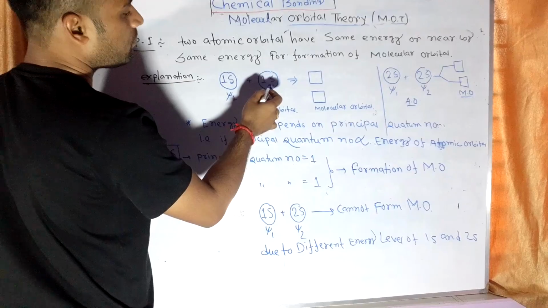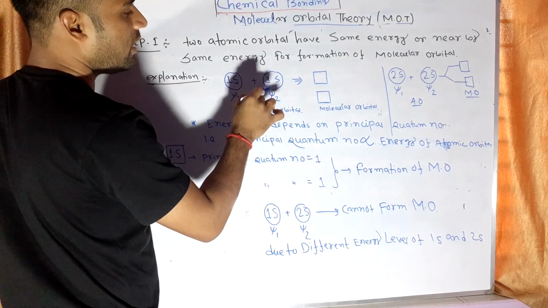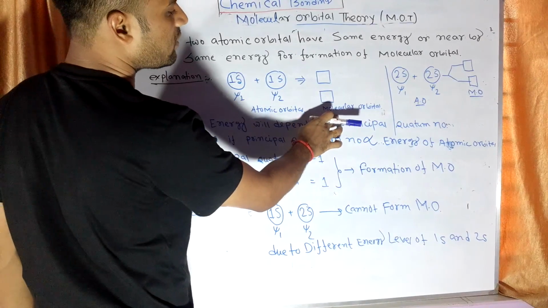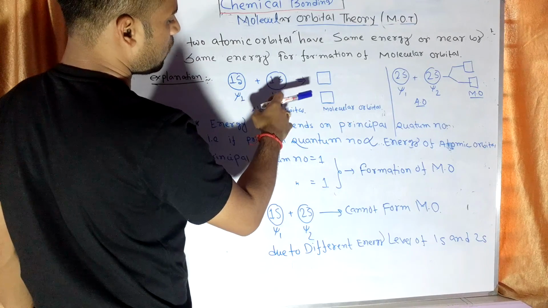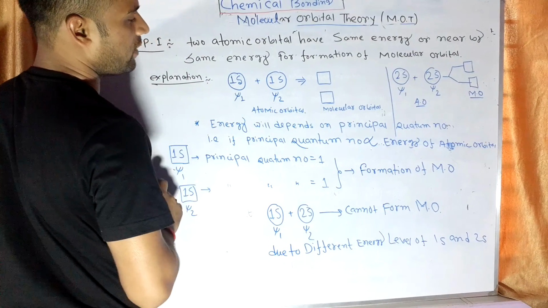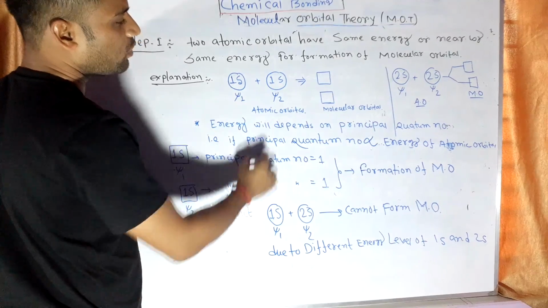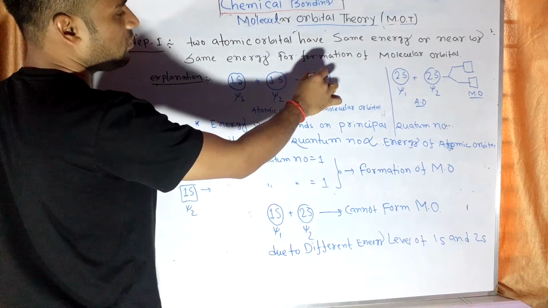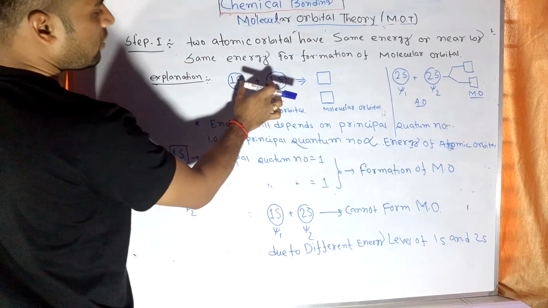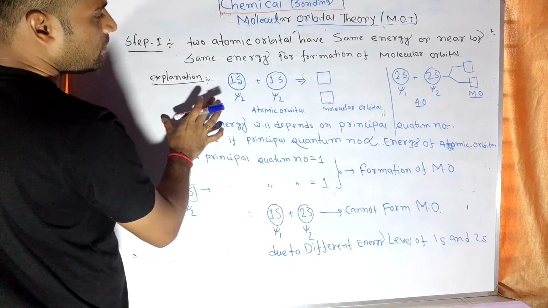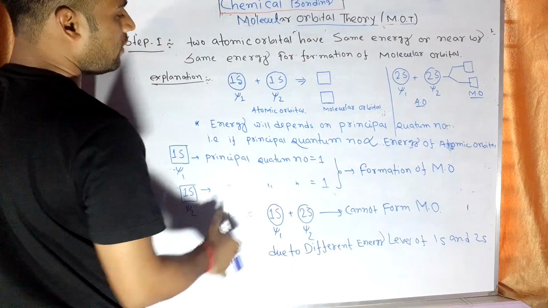If a number of atomic orbitals take part in a reaction, how many molecular orbitals are formed? The same number of molecular orbitals are formed as atomic orbitals. In this reaction, two atomic orbitals take part, so two molecular orbitals are formed. If three atomic orbitals take part in the reaction, then three molecular orbitals are formed.